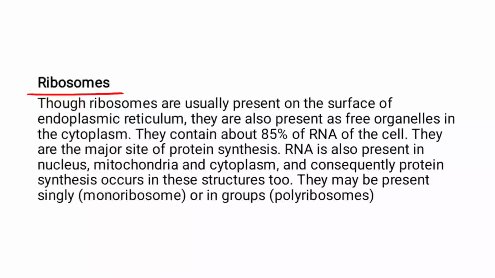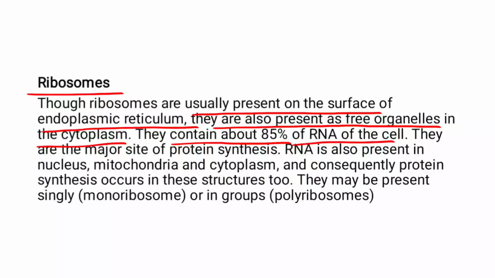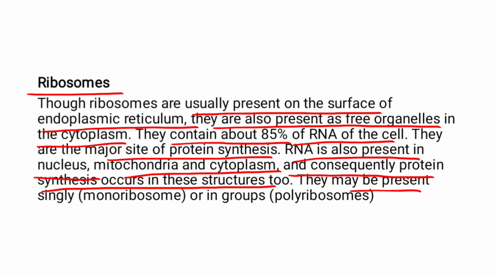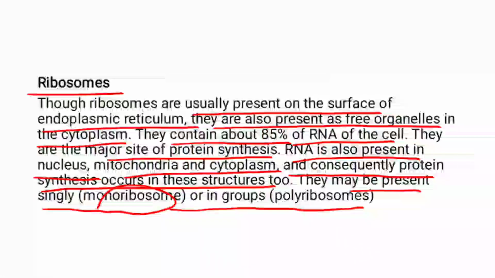Ribosomes. Though ribosomes are usually present on the surface of the endoplasmic reticulum, they are also present as a free organelle in the cytoplasm. They contain about 85% of the RNA of the cell. They are the major site of protein synthesis. RNA is also present in the nucleus, mitochondria, and cytoplasm, and consequently protein synthesis occurs in these structures too. They may be present singly, called monoribosomes, or in groups called polyribosomes.